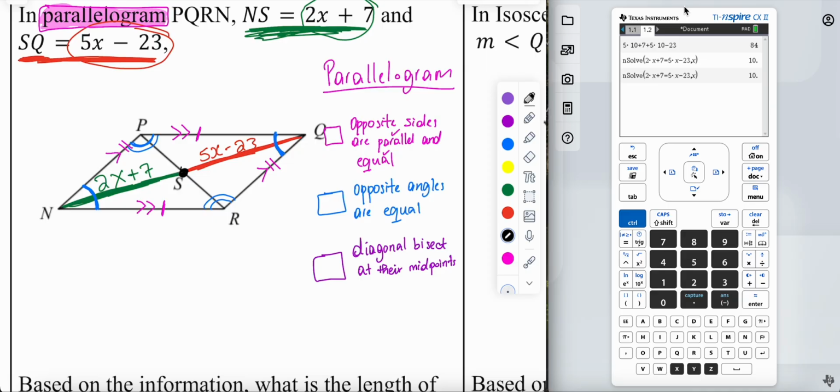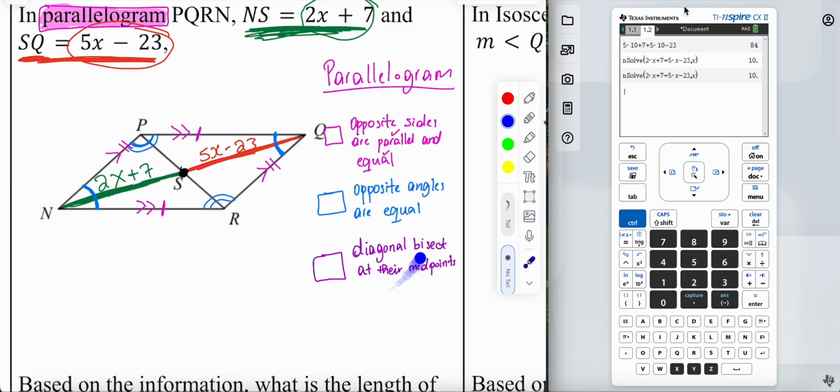All right? So if they cut each other at the midpoint, it means that this piece right here is equal to this piece right here. Also, this piece from S to R would have to equal from S to P, because this is the middle of both of those diagonals.